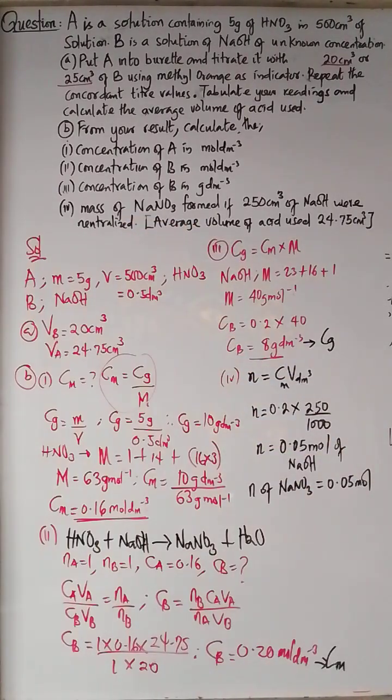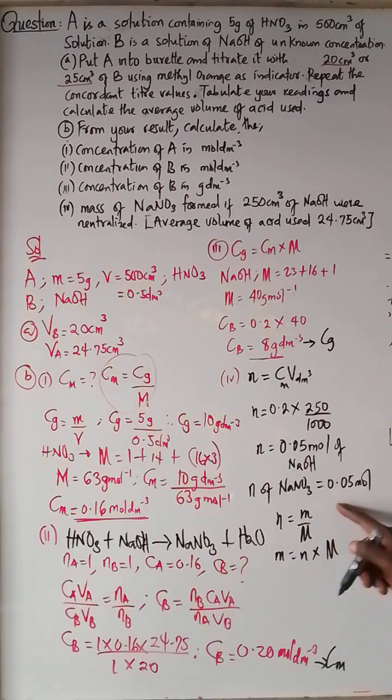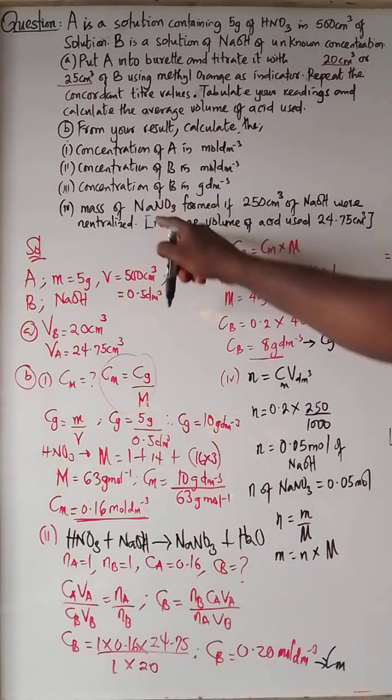Mass. Because the first formula I gave you last class is that what? Mole equals mass over molar mass. Then the mass you are looking for, M equals mole times molar mass. So what's the mole here? 0.05. So we need to get the molar mass of sodium nitrate.